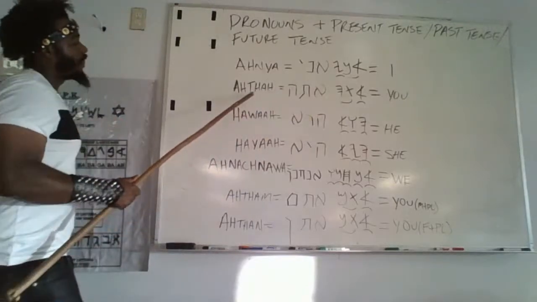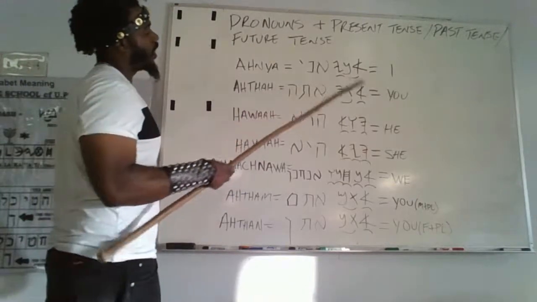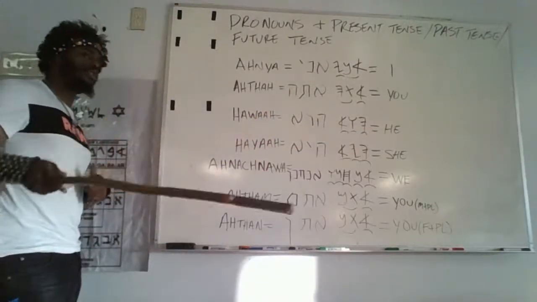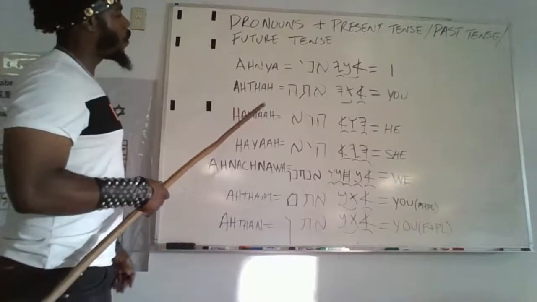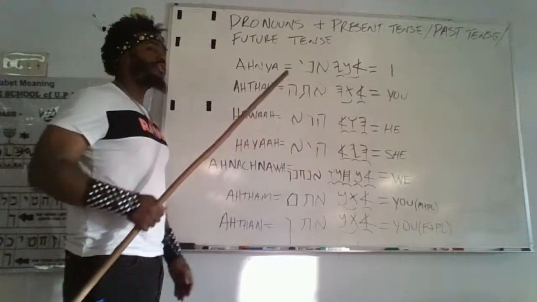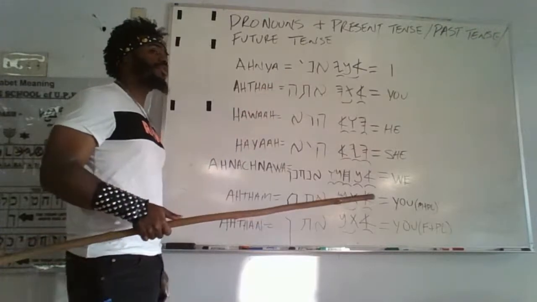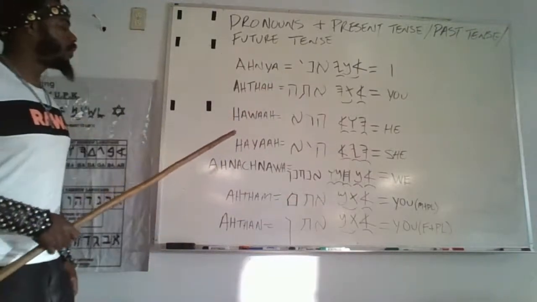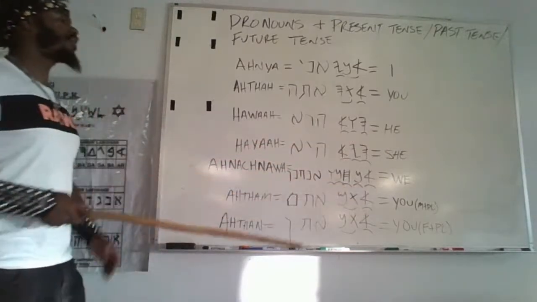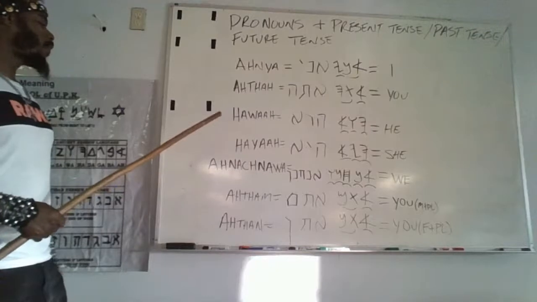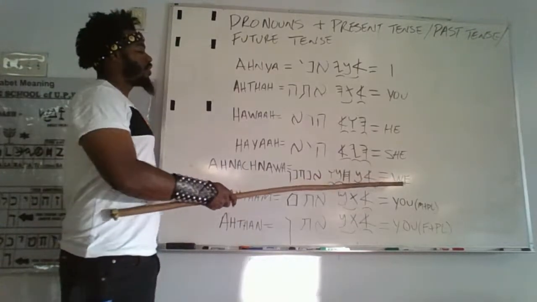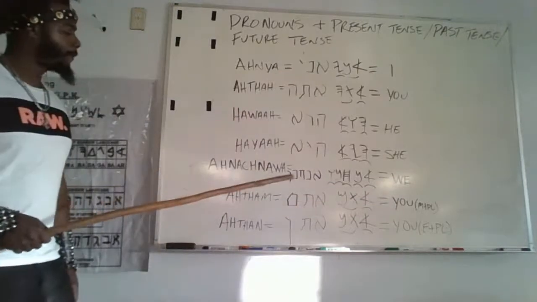You have a tha, right? A tha is you, like Barak a tha, bless you, right? Hawa'a is he, speaking in third person, right? You have Haya'a, which is she, speaking in third person, like speaking about someone. You have Anak Noah, right? Which means we, right? All right.